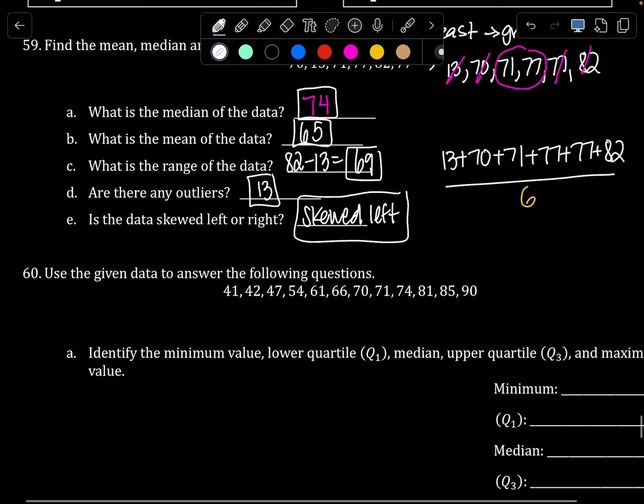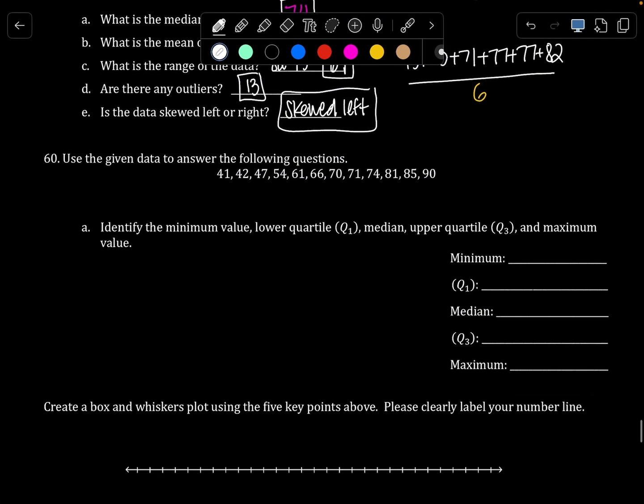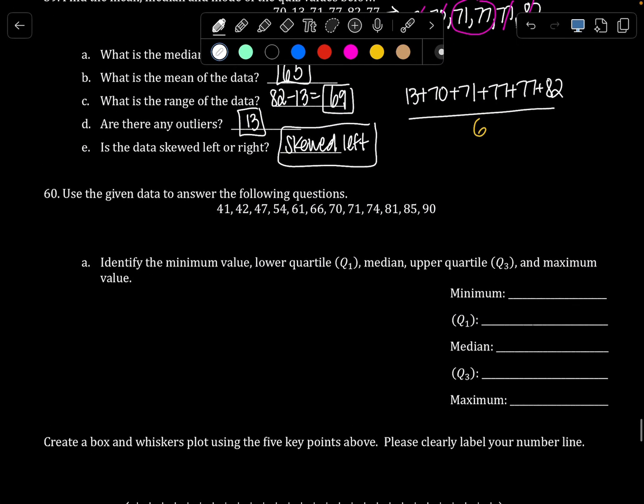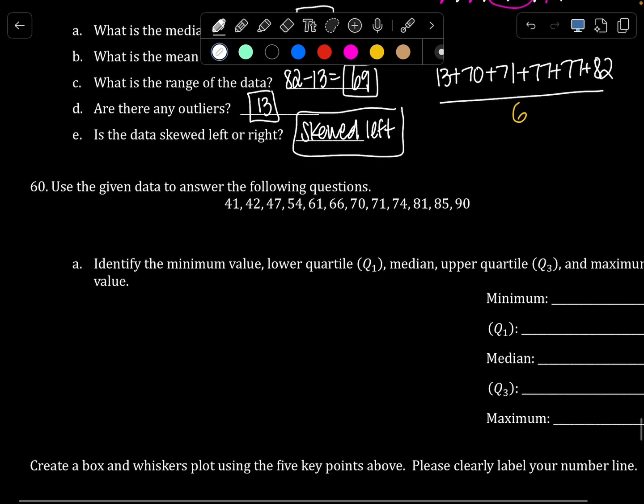Very good job. Now let's go ahead and do number 60. It says identify the minimum value, the lower quartile, the median, the upper quartile, and maximum value. It's a good thing that these are all in order. I'm just double checking that they are. And the minimum is the first number, and the last number is the maximum.